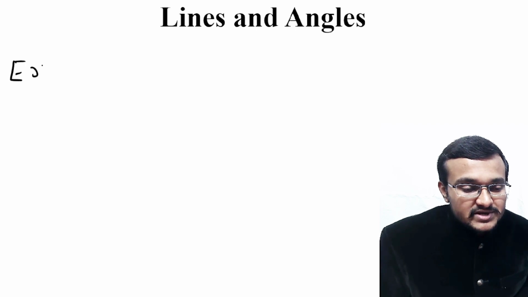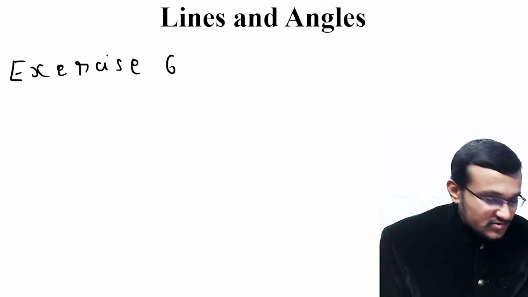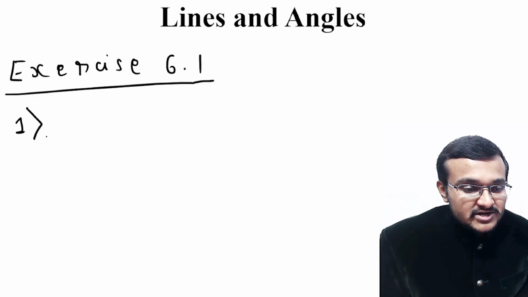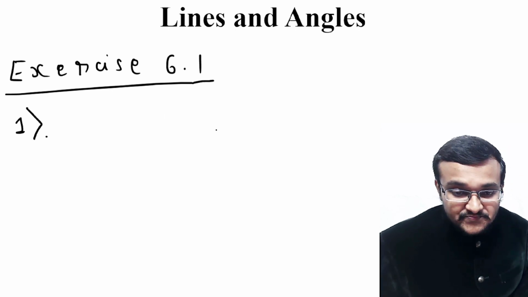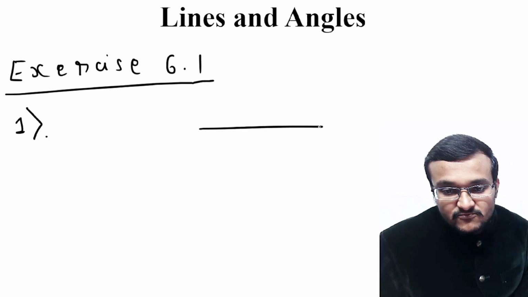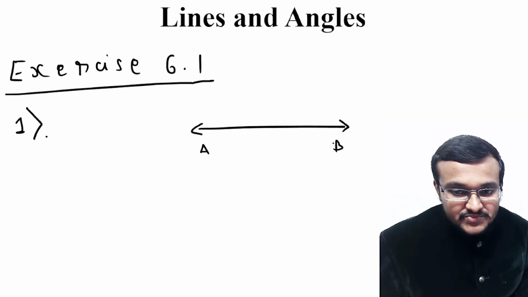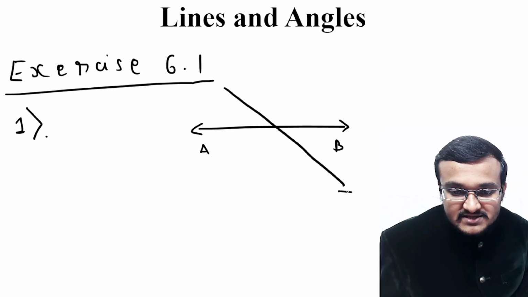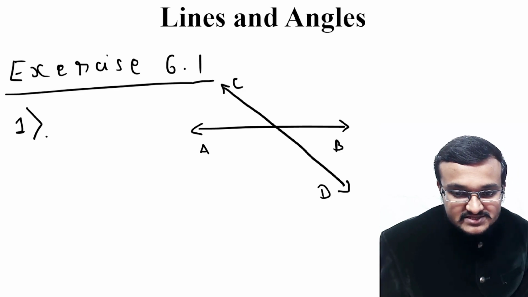Now we will look into exercise questions which are there in this particular chapter. So we'll move on to exercise 6.1. So in exercise 6.1, coming into the first question, here in the first question again they have given a particular figure, and here they have given one straight line which is named as AB, and there is one more straight line in this particular diagram which is CD. So C is on this end, D is on this end.